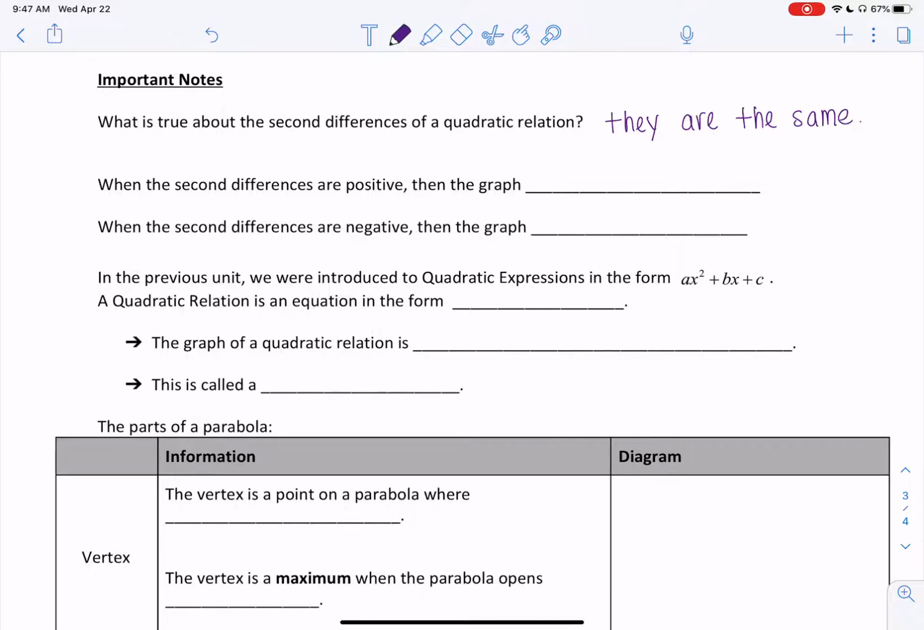So in grade 9, all your first differences were the same. In grade 10, all of your second differences are the same. When our second differences were positive, then the graph opened up. And when our second differences were negative, my graph opens down.